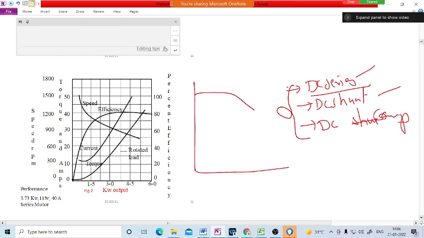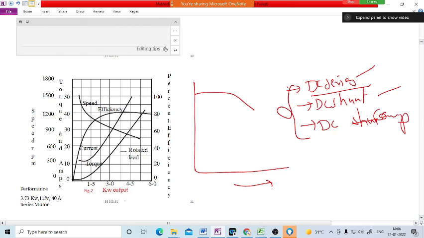So at starting the speed is high, but coming to the DC shunt motor, it is constant. When the load current is increased, the speed will decrease. That is, on applying the load, the speed of the motor decreases. Here also the speed will be constant until the constant load is applied. Here is the efficiency of the motor by applying the load.